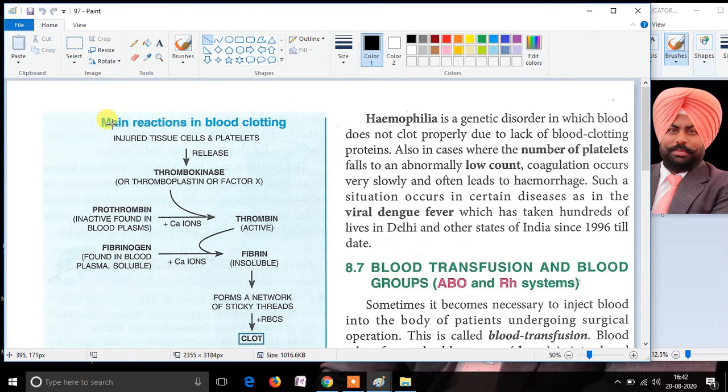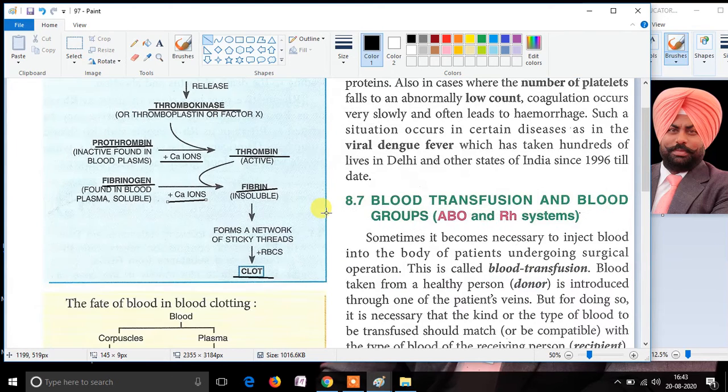On this page, the summary is given with the words how thrombokinase is produced at the injured place, how this thrombokinase converts prothrombin into active thrombin, and how this thrombin reacts with soluble fibrinogen and converts it into insoluble fibrin, and how fibrins stick together to form a mesh-like structure which is finally called a clot. This whole process needs calcium ions for the completion of the reaction.